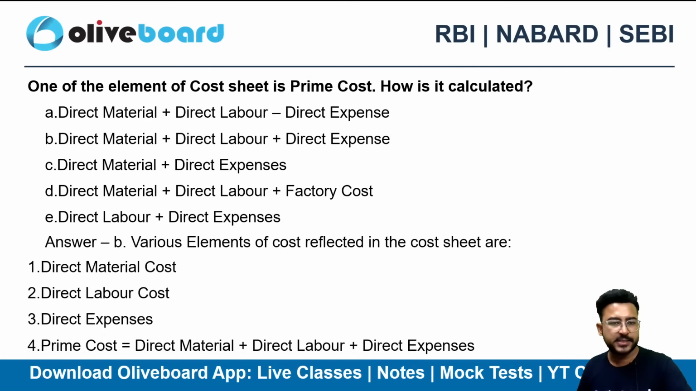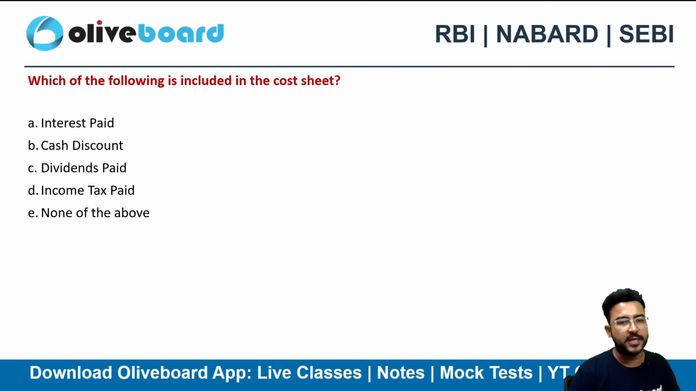The correct choice here is option B. Direct material, direct labor, direct expenses total is prime cost. Tell me which of the following is included in the cost sheet.